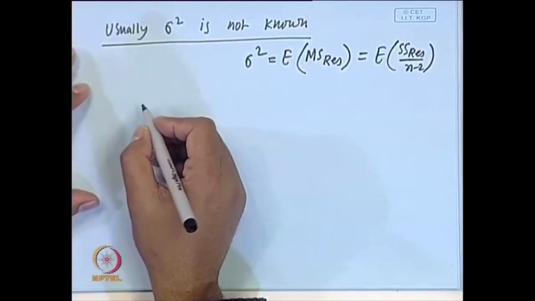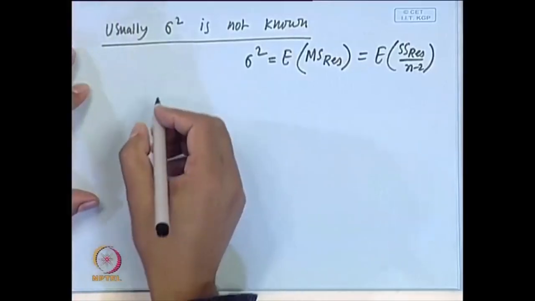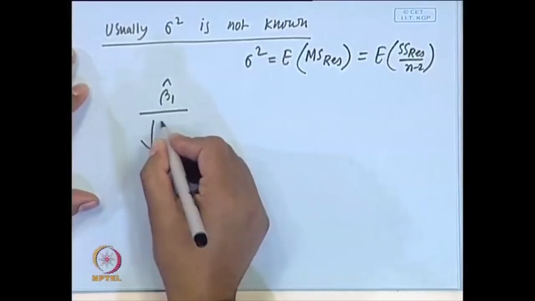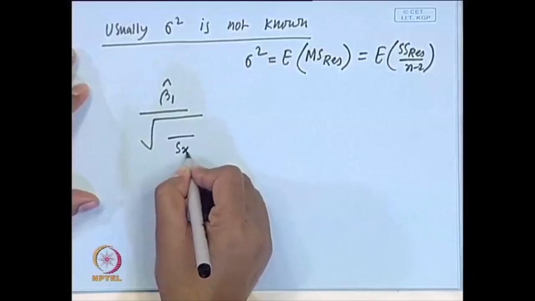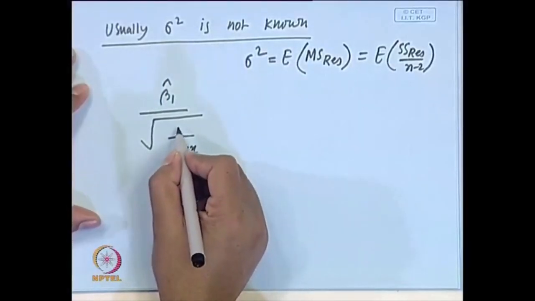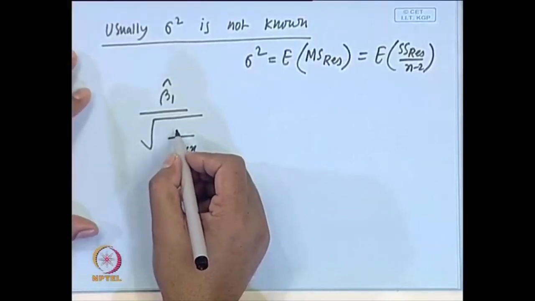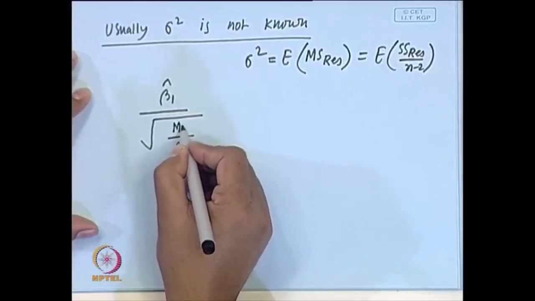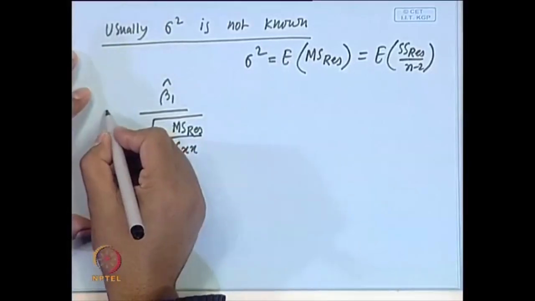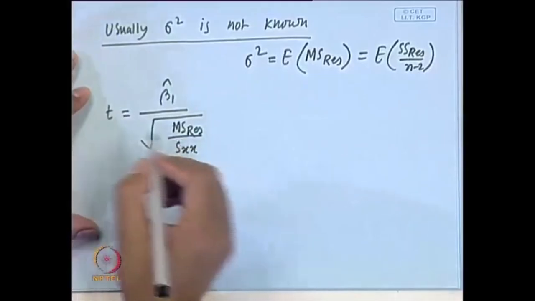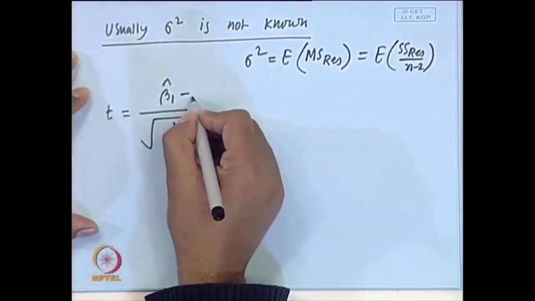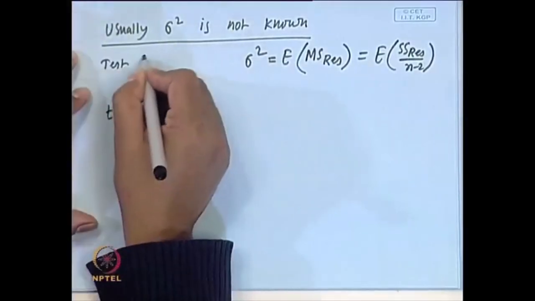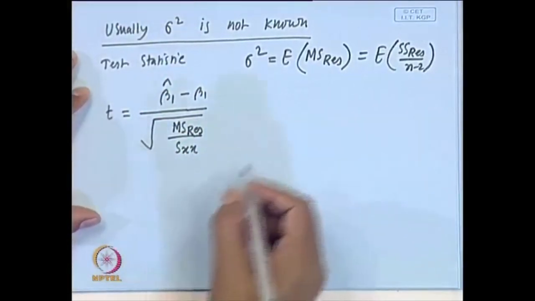So, the test statistic to test the hypothesis beta 1 equal to 0 was of the form beta 1 hat by root over sigma square by S x x. But sigma square is not known here. This is the more practical case. So, what we do is replace this sigma square by its unbiased estimator MS residual, and we call it t. This is the test statistic to test the given hypothesis.